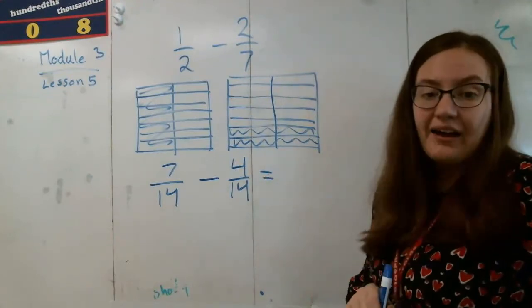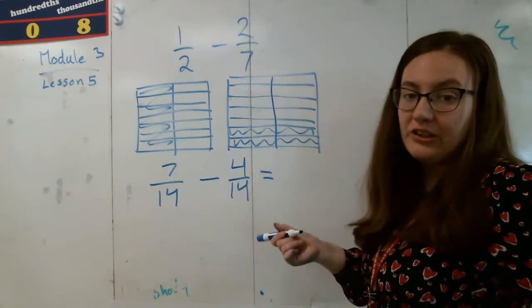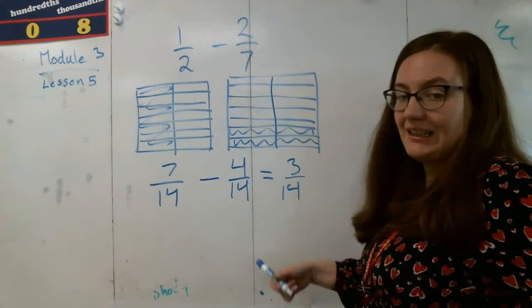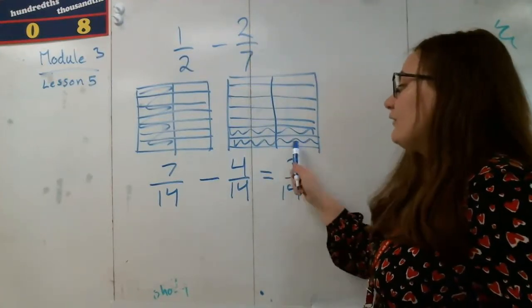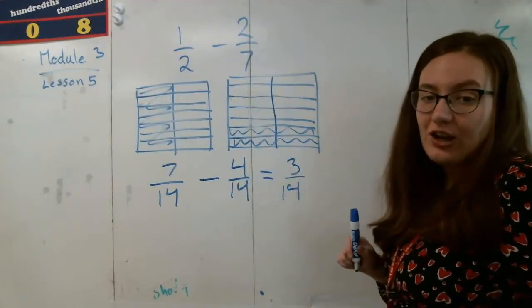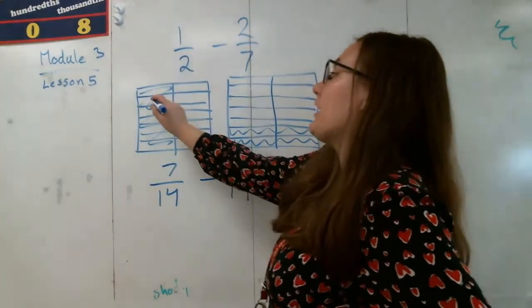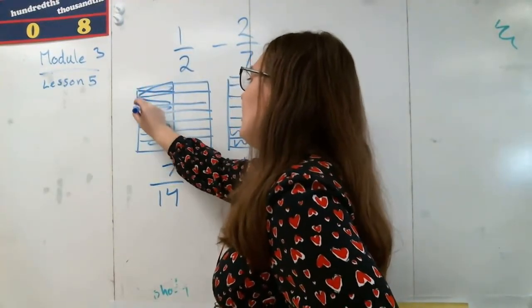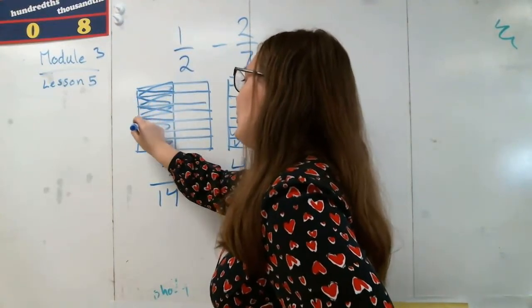And then I have to subtract 7 minus 4. Remember, we could probably do this in our head, which is fine. This will give us 3/14, but then I also want to show my work in my model. So I have 1, 2, 3, 4 boxes that I need to cross off. I know that because my second model has 4 boxes shaded in. So I'm going to come over here and cross off those 4 boxes. So 1, 2, 3, and 4.